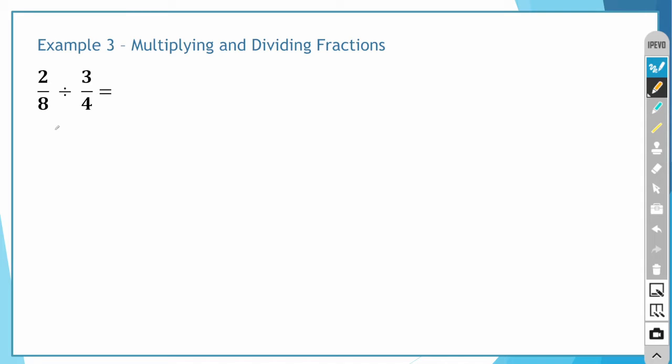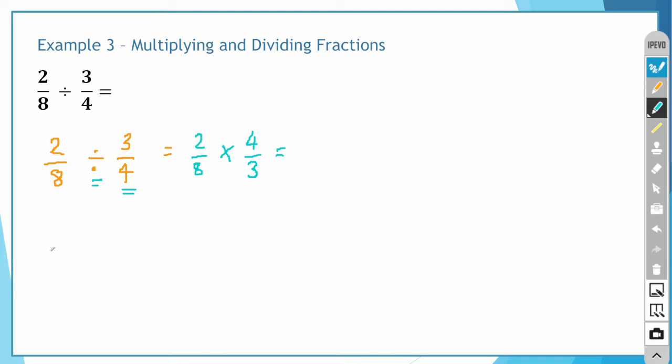So here we have example 3. We've got 2/8 divided by 3/4. There's a simple method that we can use when we're dividing fractions. We can rewrite this question as follows. We keep the first fraction the same, so 2/8, but then we change the divide to a times, and we find the reciprocal of the second number. The reciprocal of 3/4 would be 4/3.